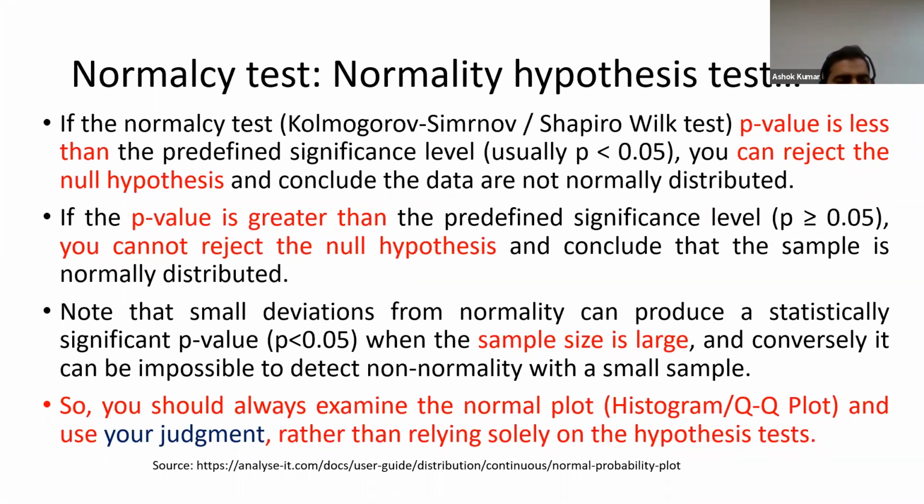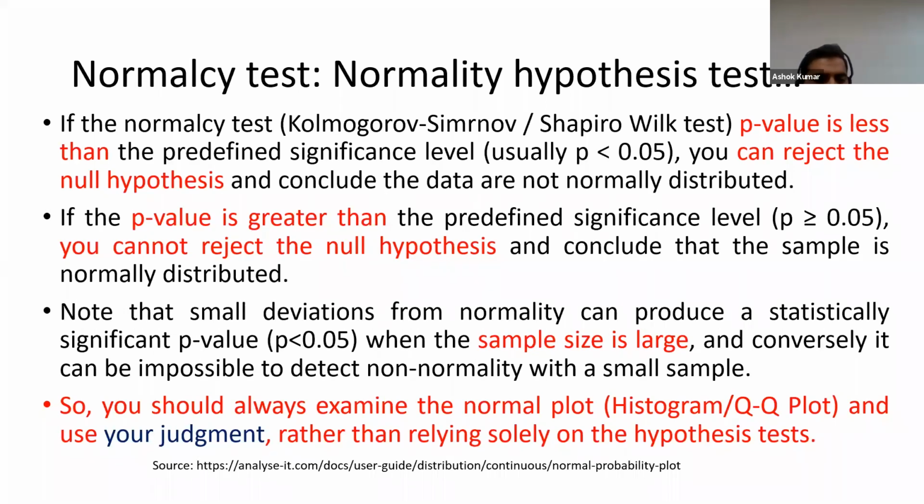We want our data normally distributed. If the p-value is greater than the predefined significance level, that is, greater than 0.05, we cannot reject the null hypothesis and conclude that the sample is normally distributed. And we want this, not that. And we have to remember this: don't rely only on this normality test.